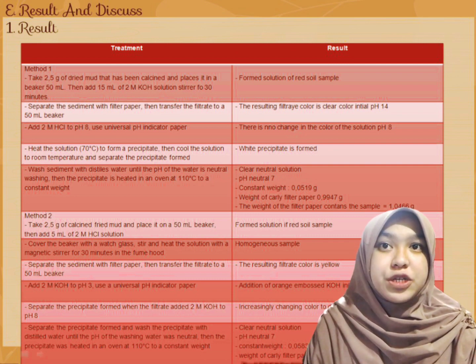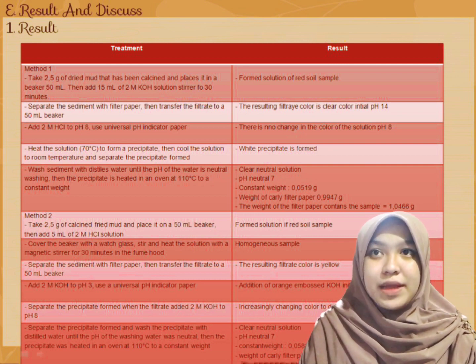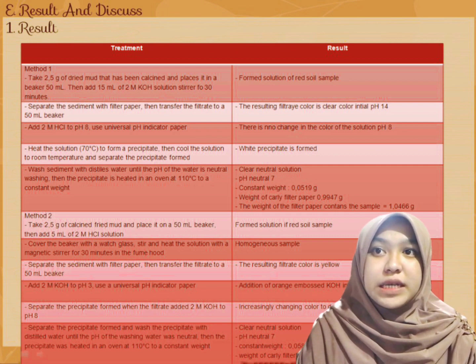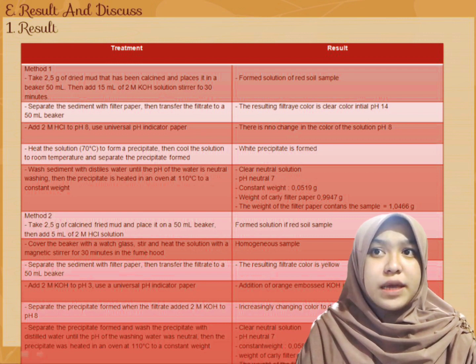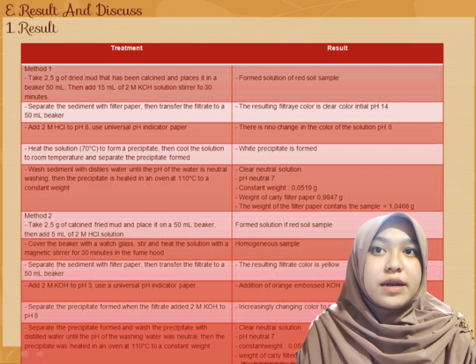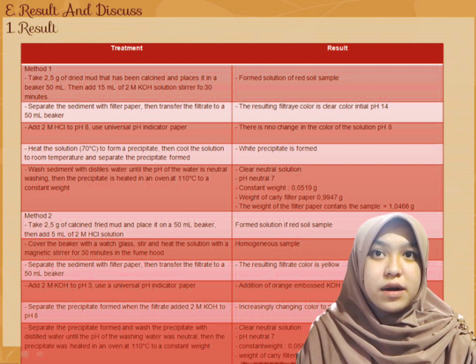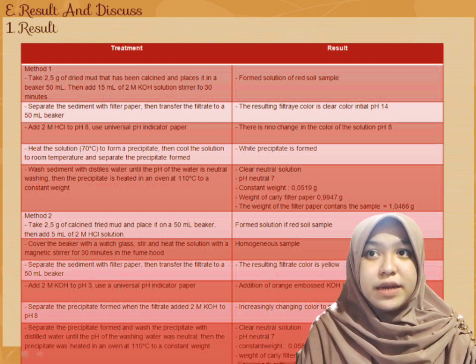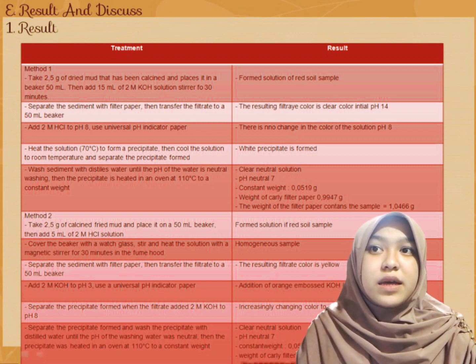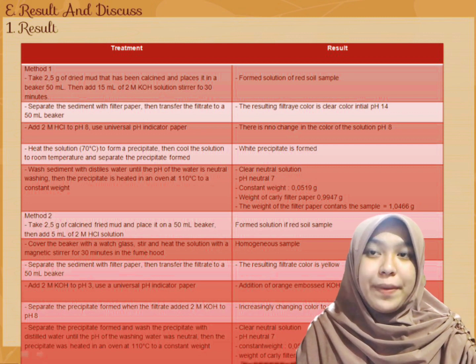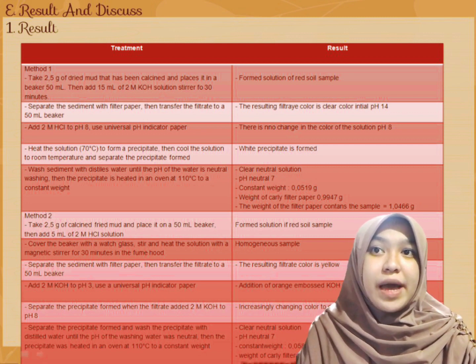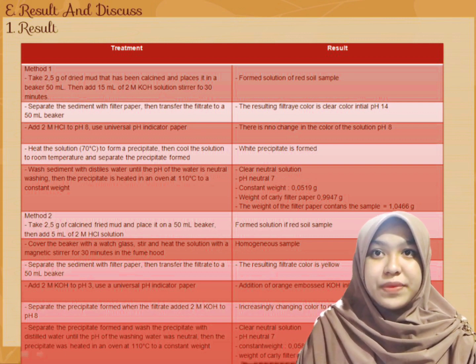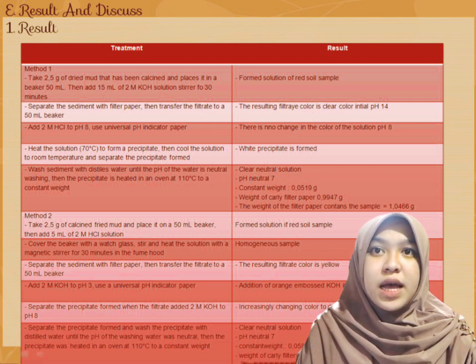Result: a solution of the red soil sample is formed. And separate the sediment with filter paper, then transfer the filtrate to a 50 milliliter beaker. The resulting filtrate is clear in color, with an initial pH of 14. Treatment: add 2 molar HCl to pH 8, using universal pH indicator paper. Result: there is no change in the color of the solution at pH 8.